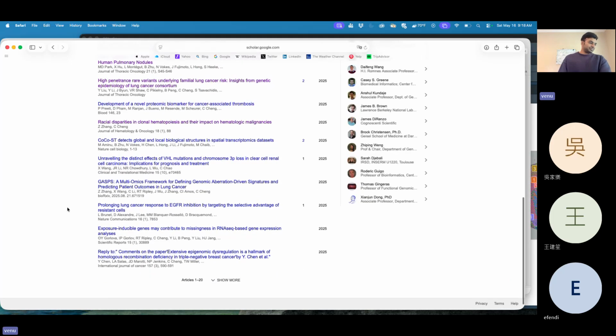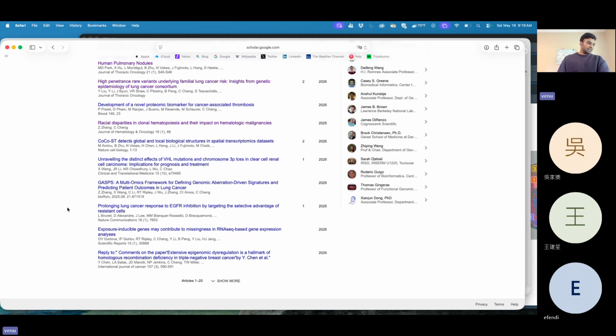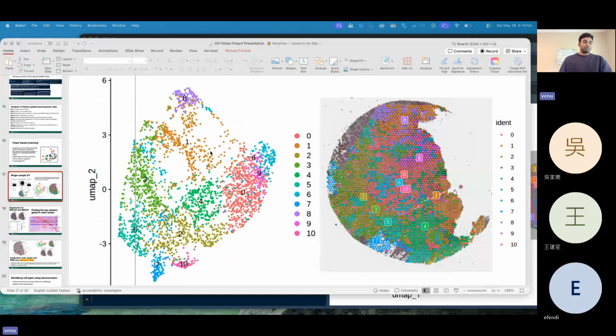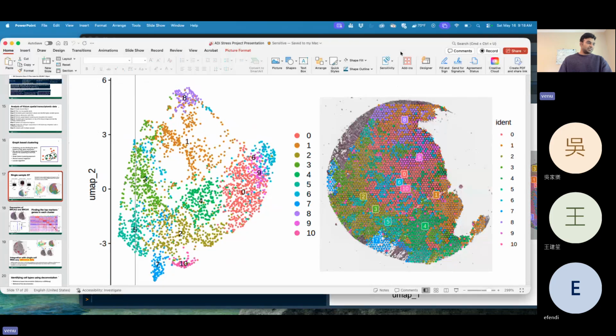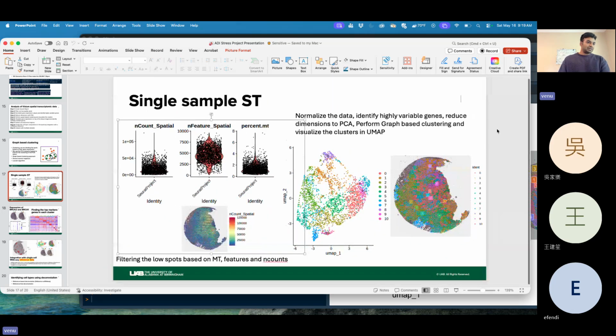Okay, I'll explain this part maybe next time, because that is the most challenging part, that is integration. So now I think I have given a basic idea of what spatial transcriptomic analysis is.